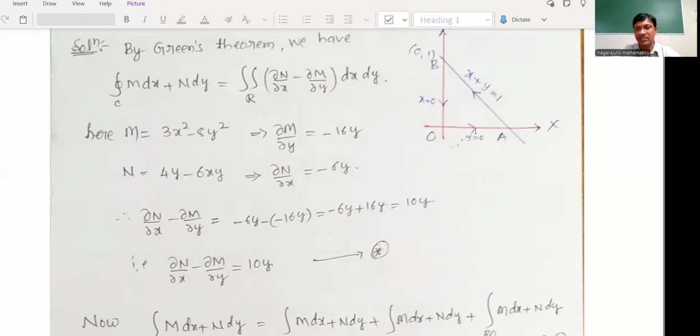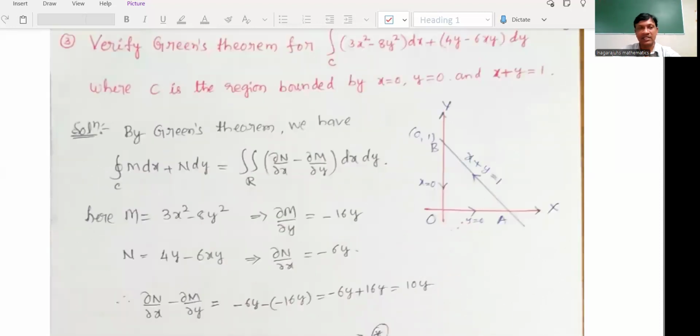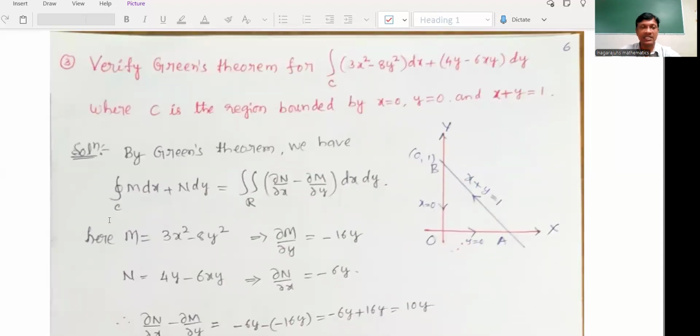First we find the LHS of the Green's theorem condition, that is integral over C, M dx plus N dy. To find this, we have to find first OA. The entire path is OA, plus AB, plus BO, so we divide it into three curves. The first curve C1 is O to A, the second curve C2 is A to B, and the third curve C3 is B to O. So C1 plus C2 plus C3 gives the complete path of the curve.